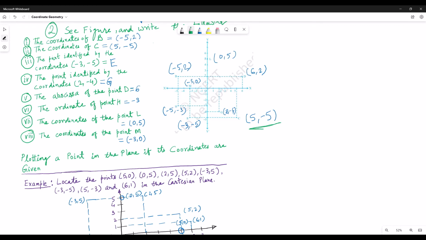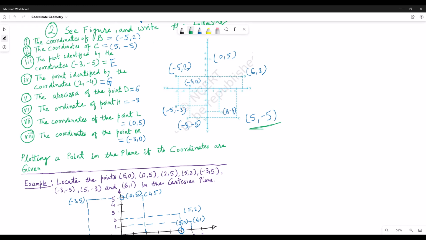The abscissa of the point D. Abscissa is the x coordinate and ordinate is the y coordinate. So where is the point D? Let us see the point D. D is in the first quadrant and the abscissa, that is the x coordinate, is 6. In the x direction it is 6 and in the y direction it is 2. So the abscissa of the point D is 6.